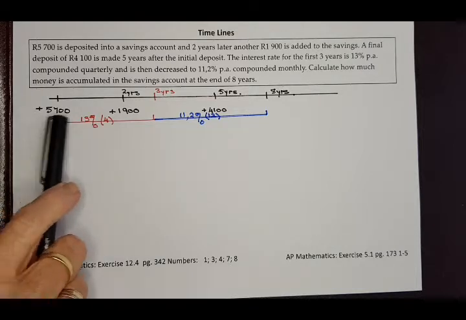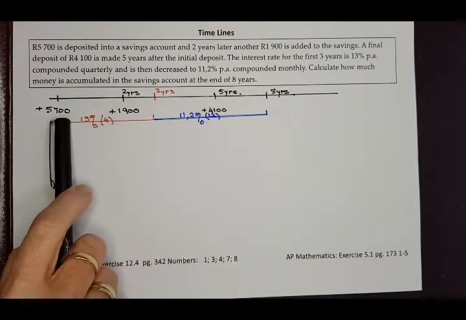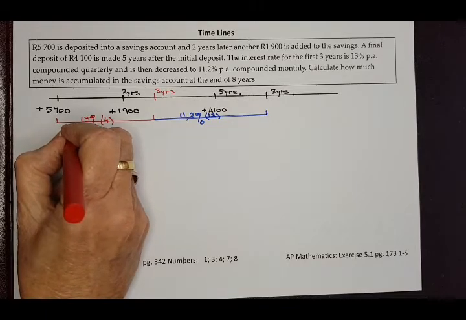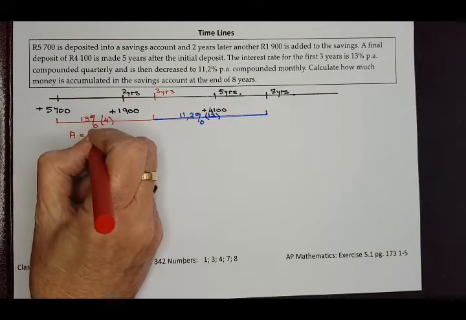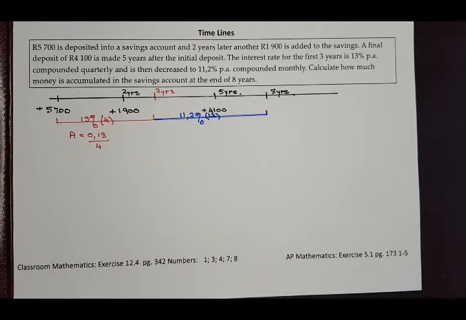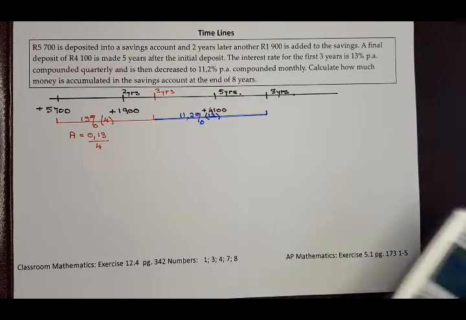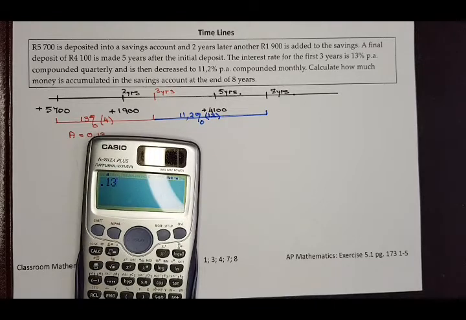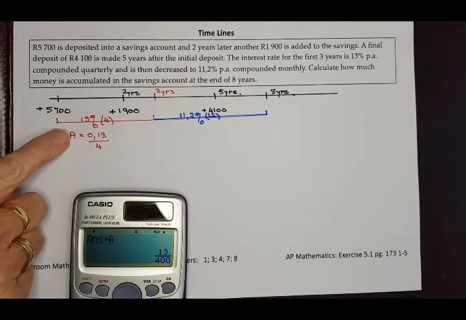Okay, so we went into the bank 3 times and we haven't had a change in interest rate. So my recommendation would be that in memory A, you put 13% divided by 4. 0.13 divided by 4 equals, shift store A. All right, that is the value.